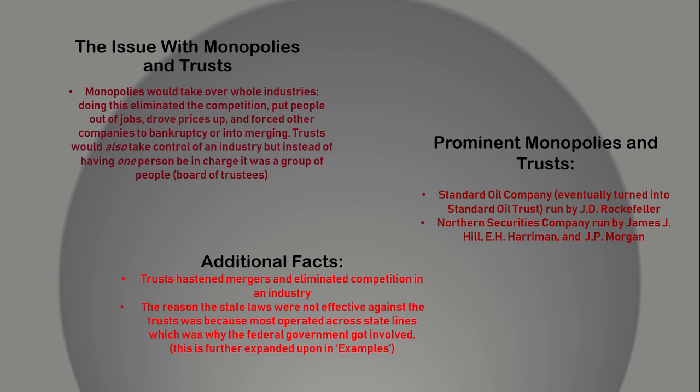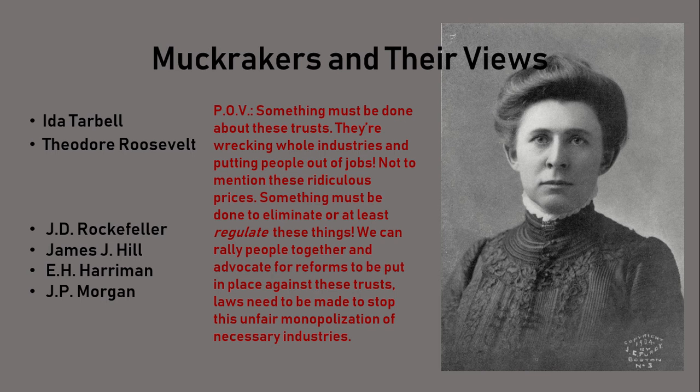Prominent monopolies and trusts were the Standard Oil Company, which was eventually turned into the Standard Oil Trust, run by J.D. Rockefeller, and the Northern Securities Company, run by James J. Hill, E.H. Harriman, and J.P. Morgan. Additional facts. Trusts hastened mergers and eliminated competition in an industry. The reason the state laws were not effective against the trust was because most operated across state lines, which was why the federal government got involved. This is further expanded upon in examples.